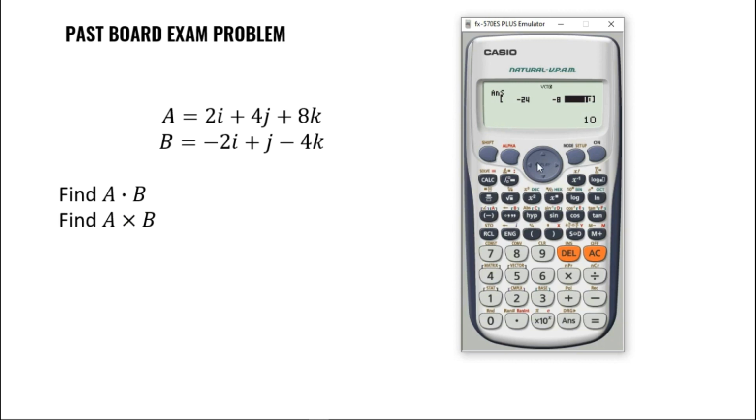That's why yung nakuha nating previous value is 32 or negative 32 I mean, and this, you have here negative 24i minus 8j plus 10k. So this is our cross product. So that's how you solve vectors using your calculator. So next problem tayo guys.